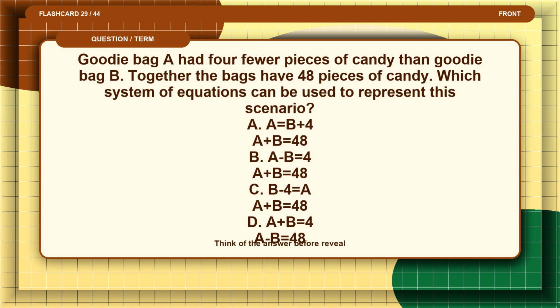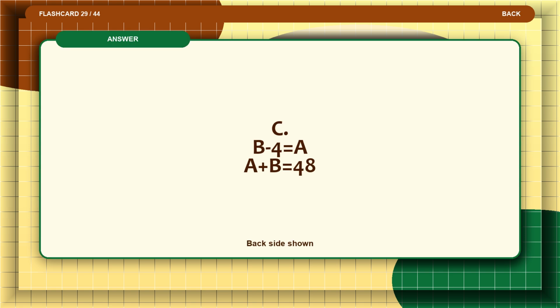Flashcard 29. Goodie bag A had 4 fewer pieces of candy than goodie bag B. Together the bags have 48 pieces of candy. Which system of equations can be used to represent this scenario? A. a equals b plus 4, a plus b equals 48. B. a plus 4 equals b, a plus b equals 48. C. a plus 4 equals b, a plus b equals 48. D. a plus b equals 4, a plus b equals 48. Think of the answer before the reveal. The answer is C.